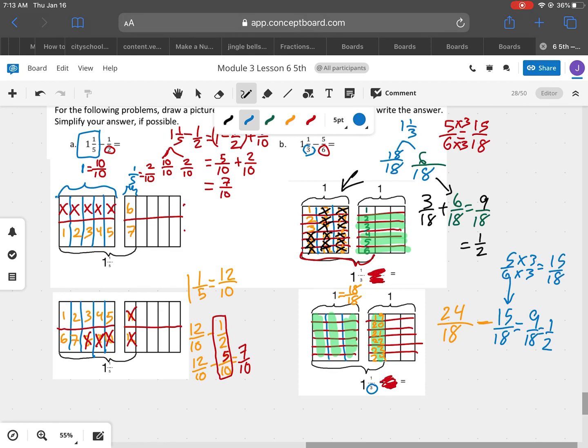You can see from the first example that if you count up all the boxes that I shaded in here, and the second one to represent the 5/6, after we third it, it became 15/18.